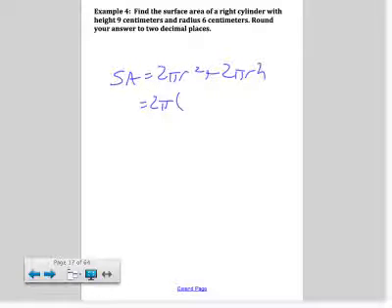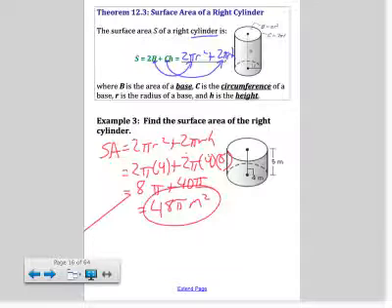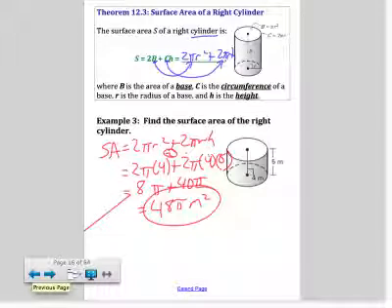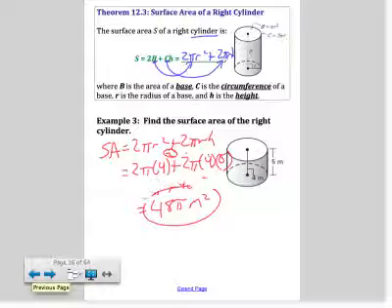So 2 pi, now that I think about this, I think I screwed up on the first problem. Let's go back here and take a look. I did not square my radius in this first part, so that's going to change my answer, so let's go ahead and fix that. Sorry about that. Better I caught it now than never.